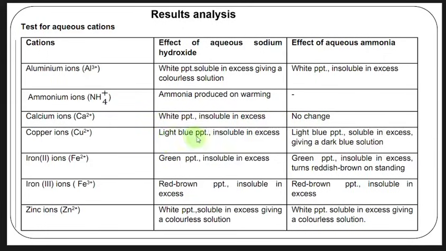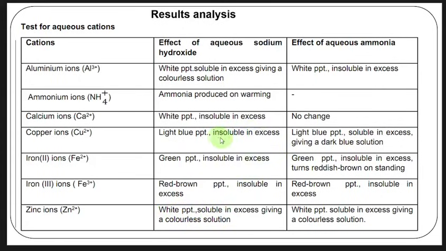Then this one, light blue precipitate or PPT, we didn't see a light blue, so this one we ignore as a whole. This one, green precipitate, we never saw a green precipitate, so this whole thing we ignore as a whole. This one, red brown precipitate, we didn't see a red brown precipitate, so this one as well we ignore as a whole. This one, white precipitate, we saw a white precipitate here.